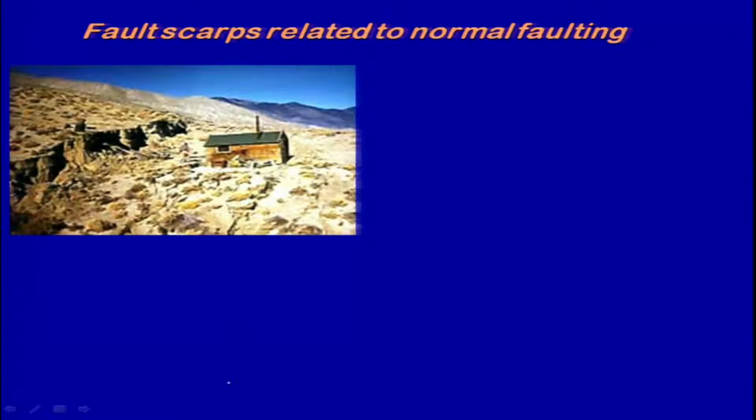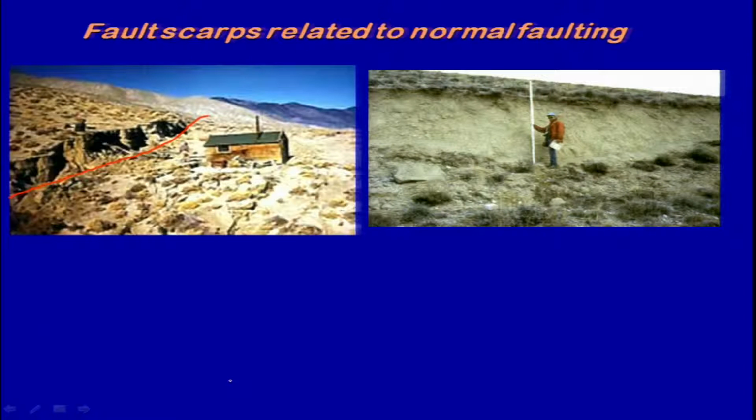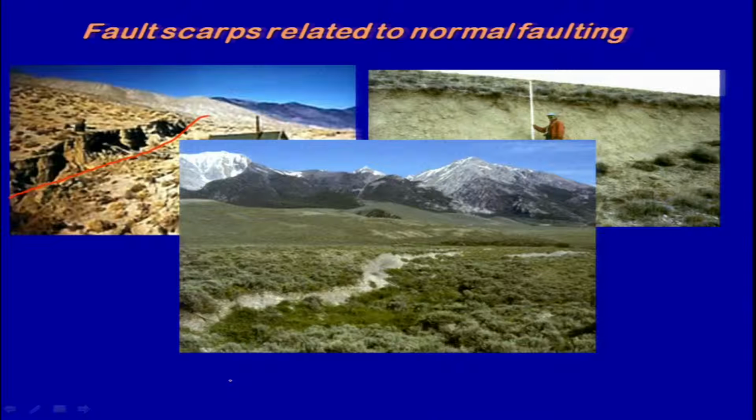Examples again from US, normal fault scarps, how it looks like in the field, and a fault line has been shown by the red line. The amount of displacement which will result into the formation of the fault scarps, and this is how it looks like. Okay, and this was by young displacement, really like 2 or 3 decades back.